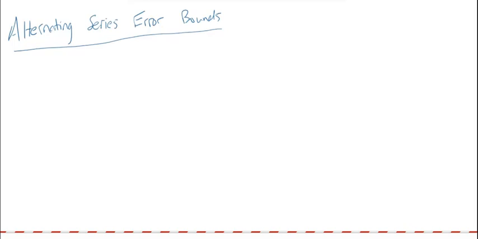All right, welcome back. I realized in the last video that it might make sense to back up a little bit and talk about alternating series error bounds real quick, because that came up in the question we just worked on. So I'm going to look at a particular series, the sum from n equals 1 to infinity of negative 1 to the n over n.